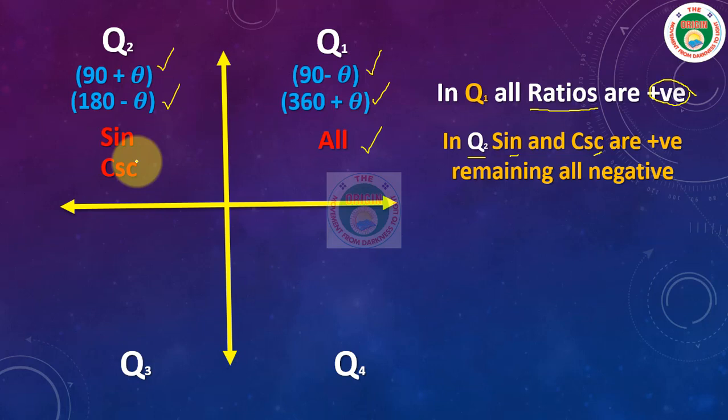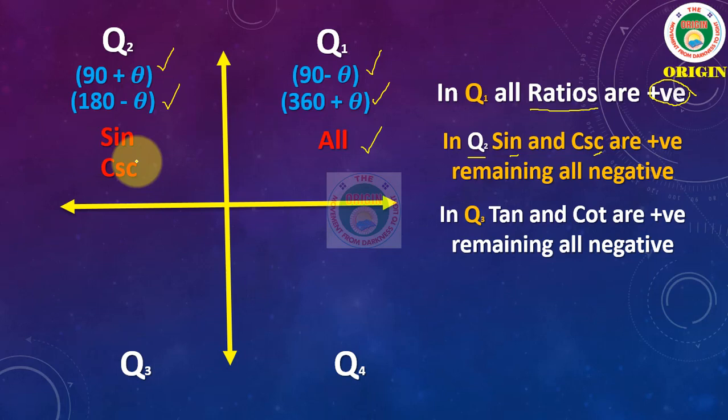That means cos, secant, tan, cot all are negative. So coming to the third point, quadrant 3, tan and cot are positive and remaining all are negative. Tan and cot are positive. These two trigonometric ratios are positive. That means remaining are negative.